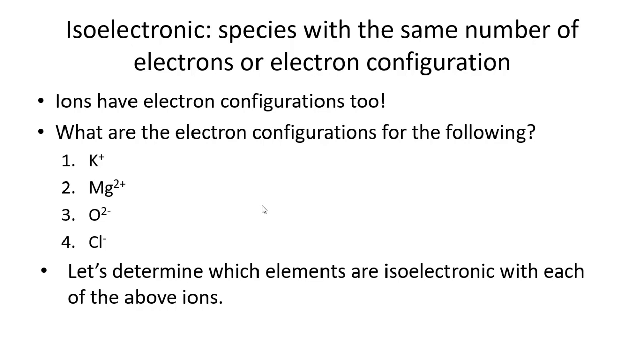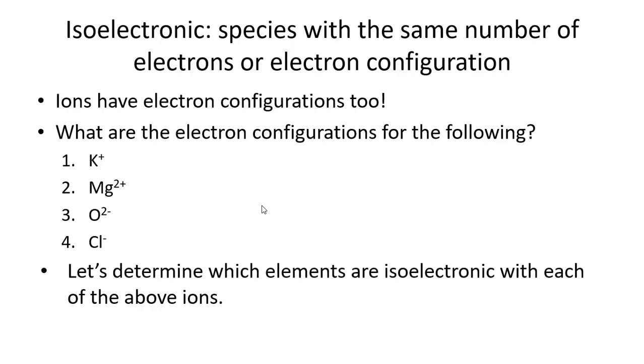Let's look at something called isoelectronic electron configurations. Isoelectronic simply means any species that has the same number of electrons. And if they have the same number of electrons, that means they have the same electron configuration. But let's think about ions. Ions, of course, also can have an electron configuration because ions are atoms that have electrons. So those electrons are residing in orbitals somewhere.